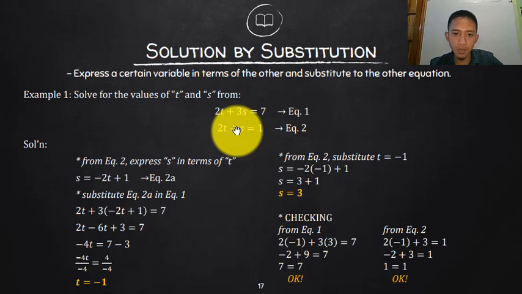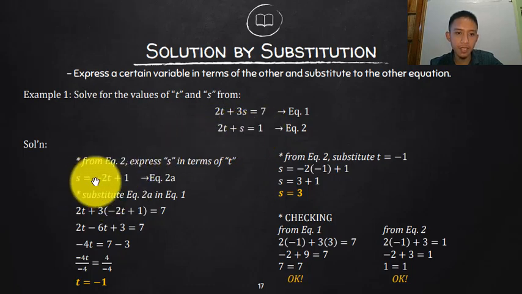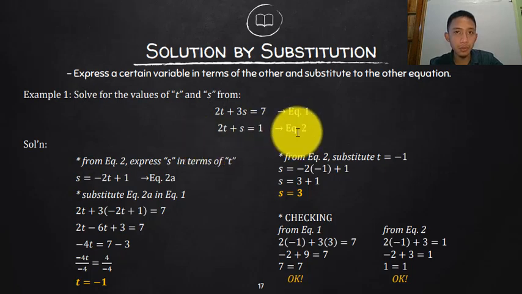So I will separate that one. 2t will either go on the other side or s will go there. But if I put s there, that will become negative, so later on I need to multiply by negative to make it s only. So I'd rather transfer your negative 2t to the other side. So you have here s equals negative 2t plus 1. That is still equation 2.